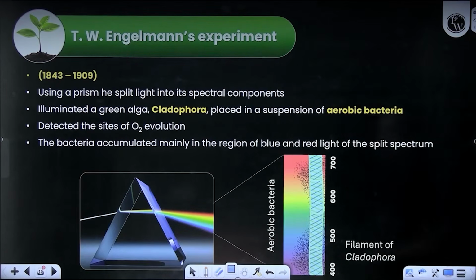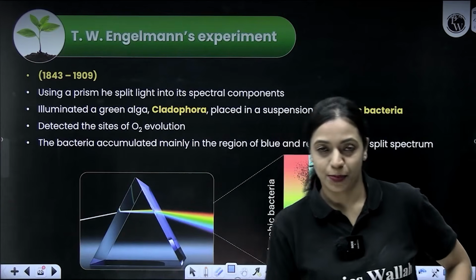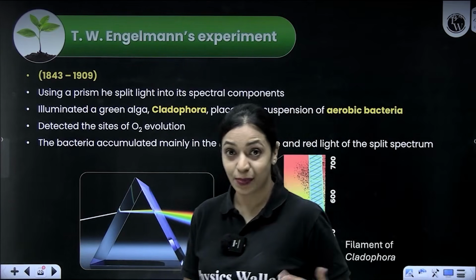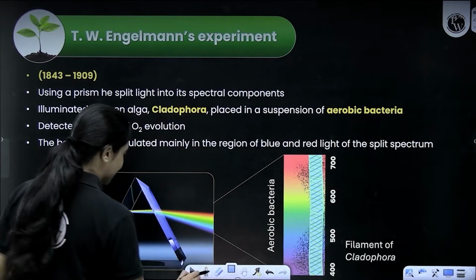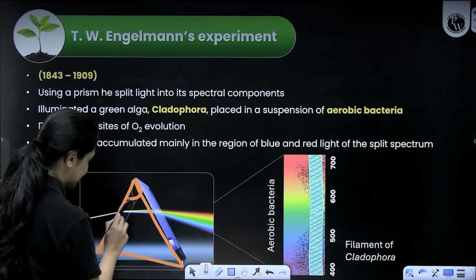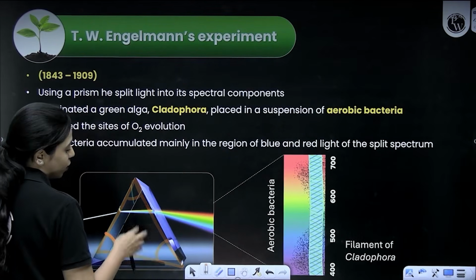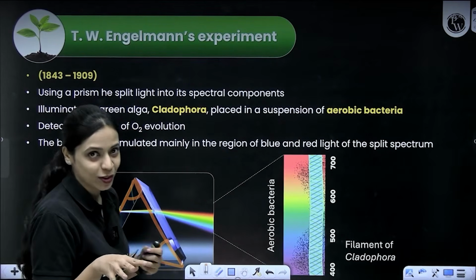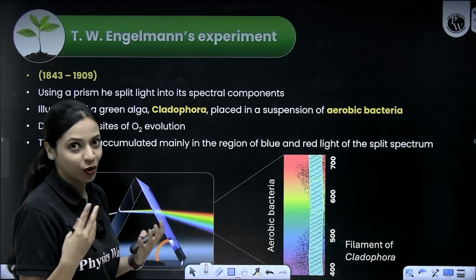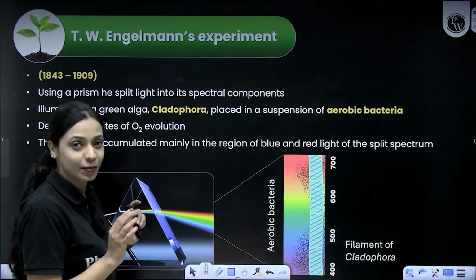Next. Yeah, T.W. Engelmann's experiment. Engelmann sounds similar to angle, right? So here you have a triangle. A triangle has these angles. That's not why it's called Engelmann's experiment, but that is how you can remember what Engelmann's experiment is about.